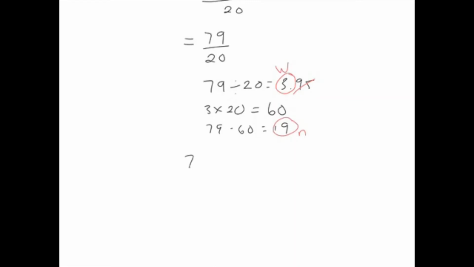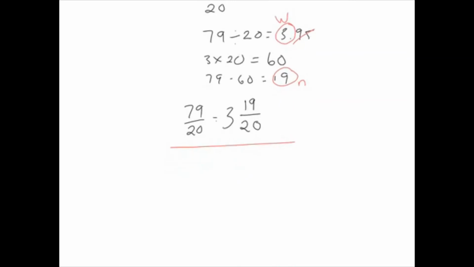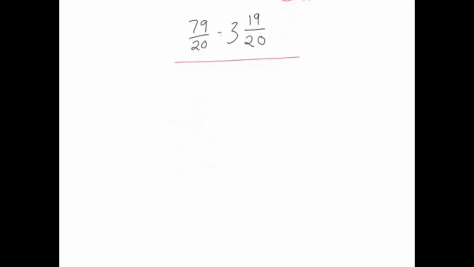So 79 over 20 will be equal to my new whole number of 3, my new numerator of 19, and the denominator will stay the same. So here we can see that the answer will be 3 and 19/20. Now, if we wanted to look at this in a different way, we can use a different method of cross multiplication, and it will look somewhat similar.